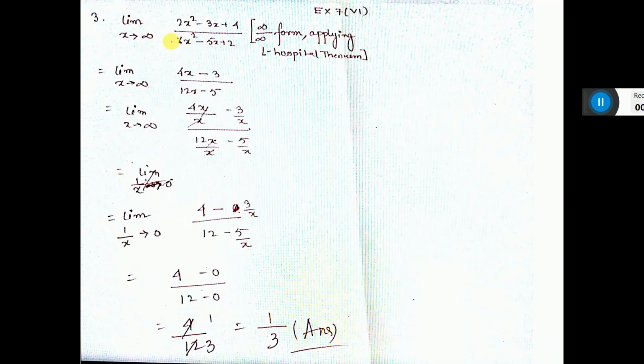This one you see, if you put infinity, it is coming infinity by infinity form. Then you differentiate, this is here, this is here. This differentiation I do not need to explain, I think you can do it. Then if you divide by x, here you see x cut 3 by x, x cut 5 into 1 by x. Now limit x tends to infinity means 1 by x tends to 0. So you put 0 here. So it is coming only 4 by 12. So that is 1 by 3, the answer.